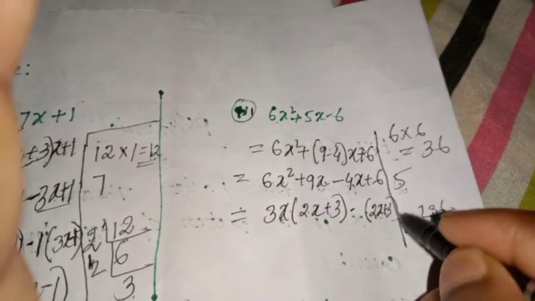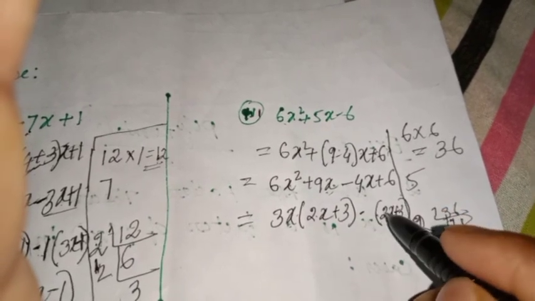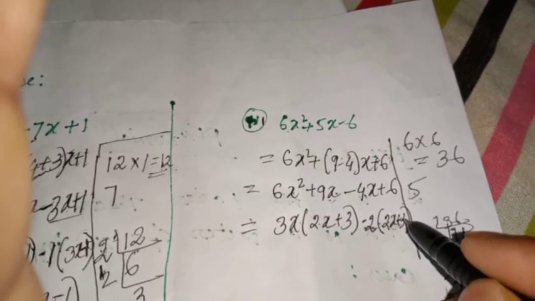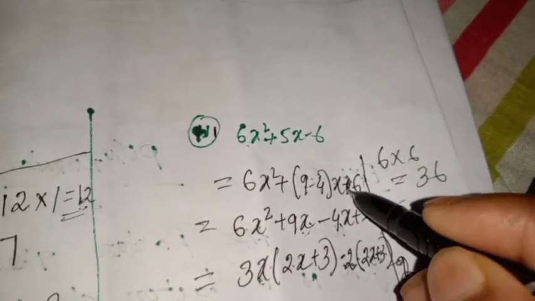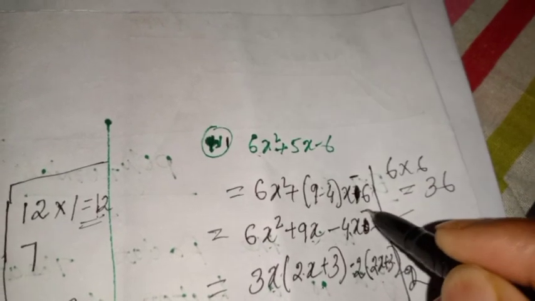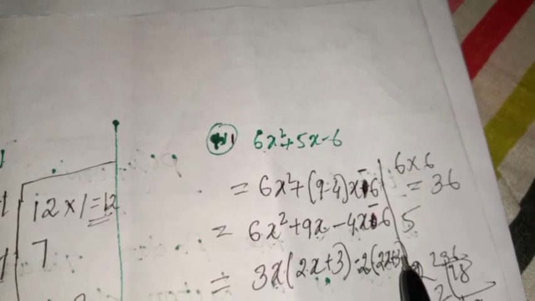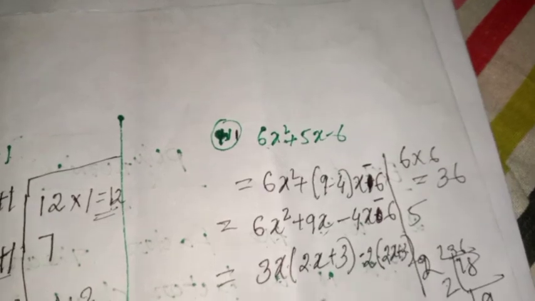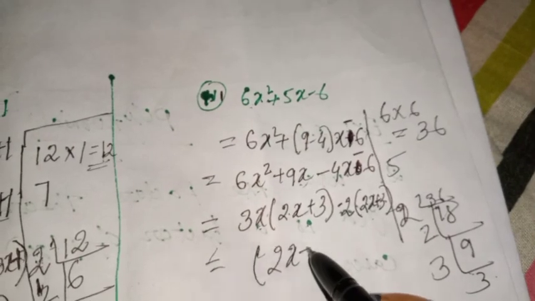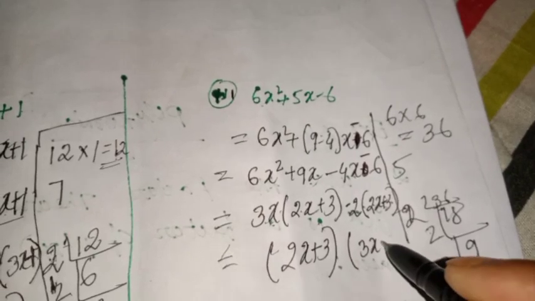Now this thing you write here again: 2x plus 3. These two things should match for factorization. Now if you write minus 2 here, minus 2 into 2x, minus 4x, and minus 2 into 3. I have made a little mistake. This is not plus 6, this is minus. Sorry for that. Now it's correct: minus 2 into 2x, minus 4x, and minus 2 into plus 3, minus 6. So all are correct. Now what is the overall common? 2x plus 3, and what is uncommon? 3x minus 2.